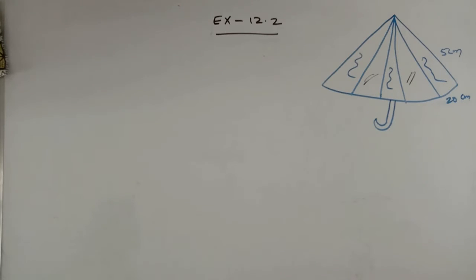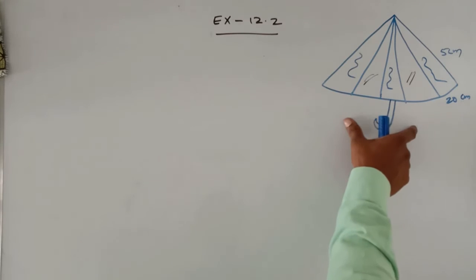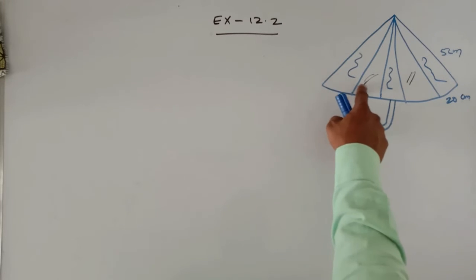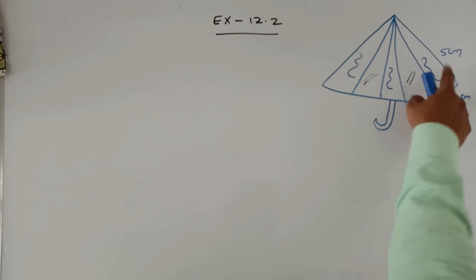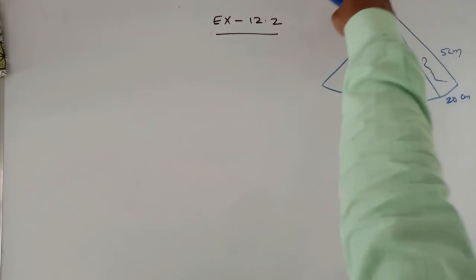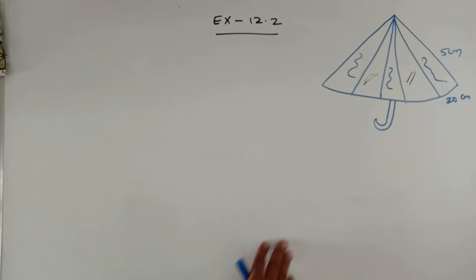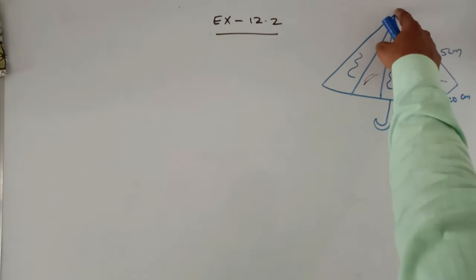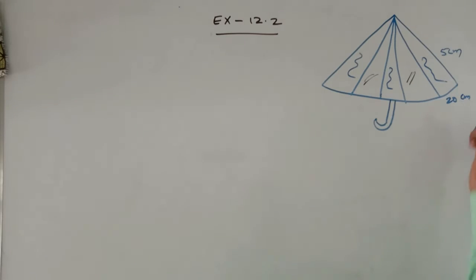Children, the sixth question. An umbrella is made up of stitching 10 triangular pieces of cloth of two different colors. See the figure here. This is an umbrella and it is stitched with different colors. Here these three are blue and these two are black. In the same way, the back side will also be there. Each piece measures 20 centimeters and 50 centimeters.